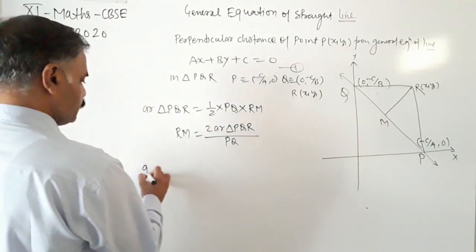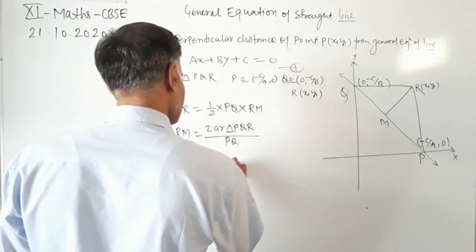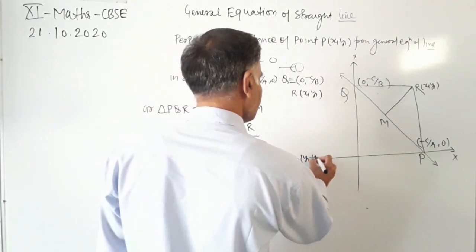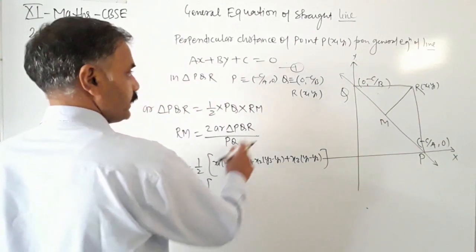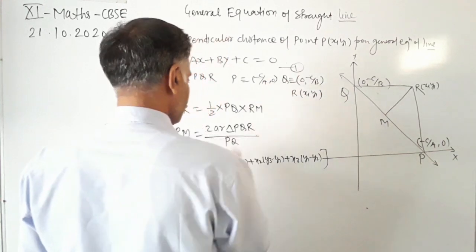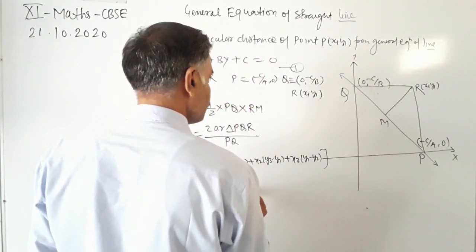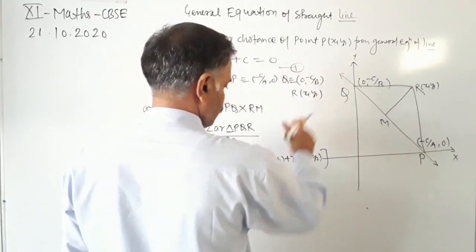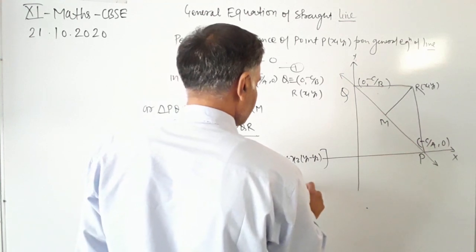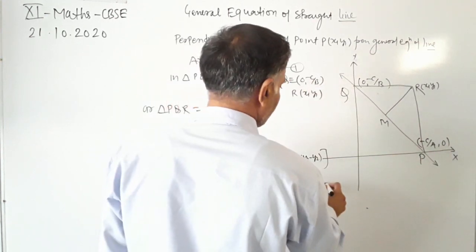So area of triangle PQR is equal to half of x1 (y2 minus y3) plus x2 (y3 minus y1) plus x3 (y1 minus y2). Here x1 is minus c upon a, y2 minus y3 is minus c upon b minus y1, plus x2 is 0 times (y3 minus y1), plus x3 is x1 into (y1 minus y2), that is y1 plus c upon b.